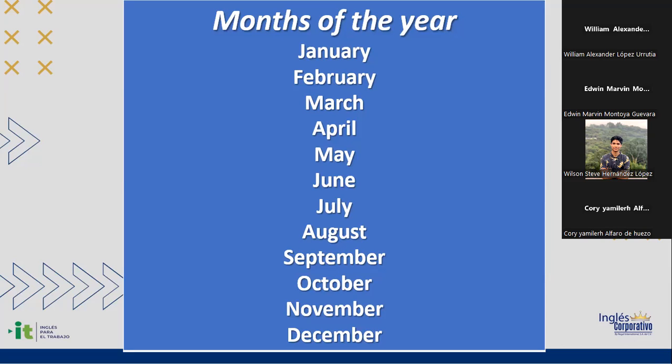Fatima. Okay, tell me the months of the year. January, February, March, April, May, June, July, August, September, October, November, December. Okay. The number four is April. April, don't forget that. I see that you have a problem with this. Okay, let me look at the pronunciation.